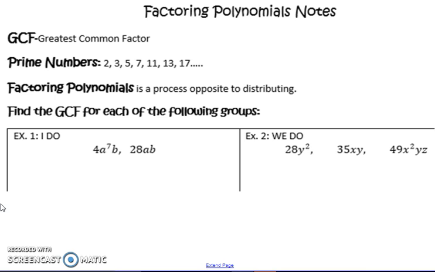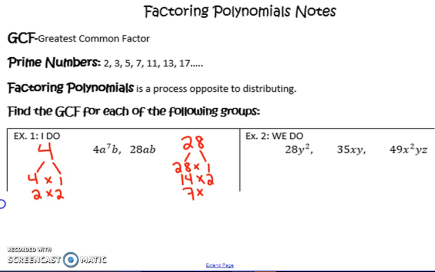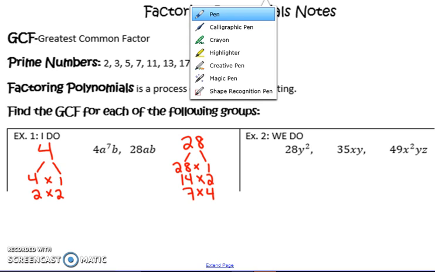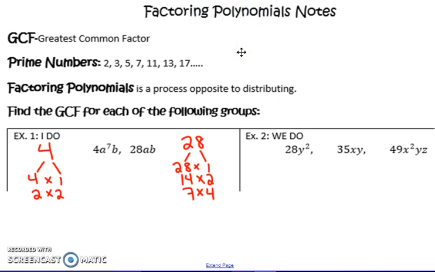So if we look at the first one, if I have 4a^7b, if I talk about 4, it breaks into a factor of 4 times 1, and I also have 2 times 2. Those are the only factors that multiply. So now I'm going to check 28. Well, 28 multiplies 28 times 1. I can also do 14 times 2, and I can do 7 times 4. Well, now, if we look at what we factored, we want to find what's in common. Well, I have a 4 and 2 in common, and technically we do have a 1.